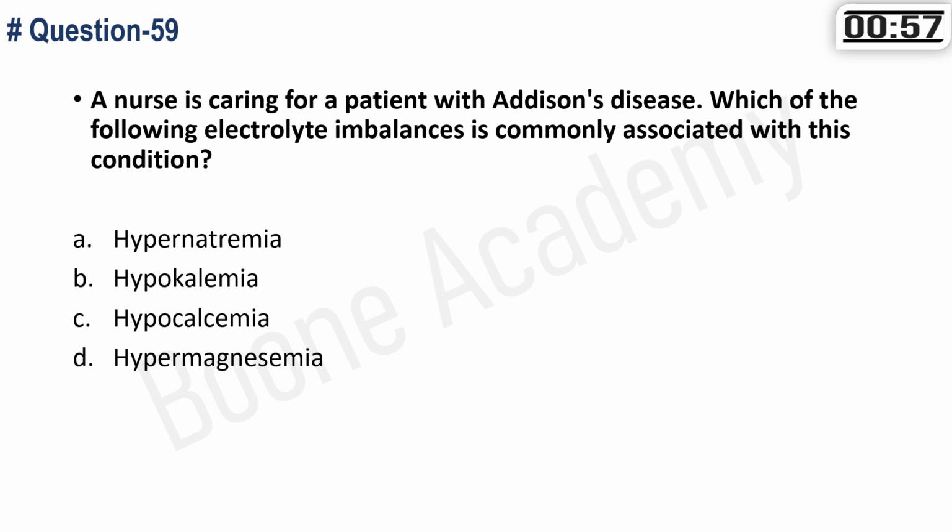Question 59. A nurse is caring for a patient with Addison's disease. Which of the following electrolyte imbalances is commonly associated with this condition? A. Hypernatremia. B. Hypokalemia. C. Hypocalcemia. D. Hypermagnesemia. You have 1 minute to answer your question.